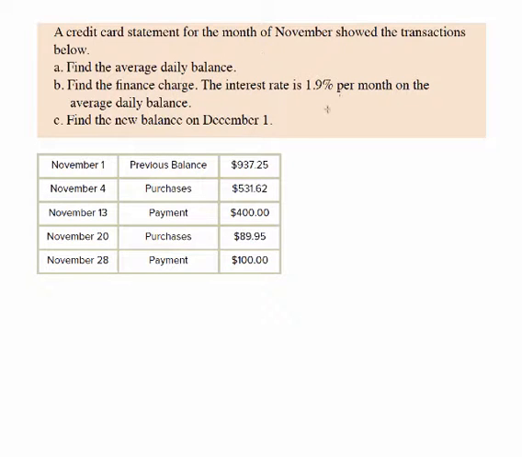So here's the most efficient way to do that. We're going to keep track of what the balance was after every transaction and at the beginning of the month. And we're also going to keep track of how many days each balance existed. So at the beginning of the month, the balance was $937.25. They just flat out told us that. And we can see that balance lasted for 3 days. For the 1st, the 2nd, 3rd of November.